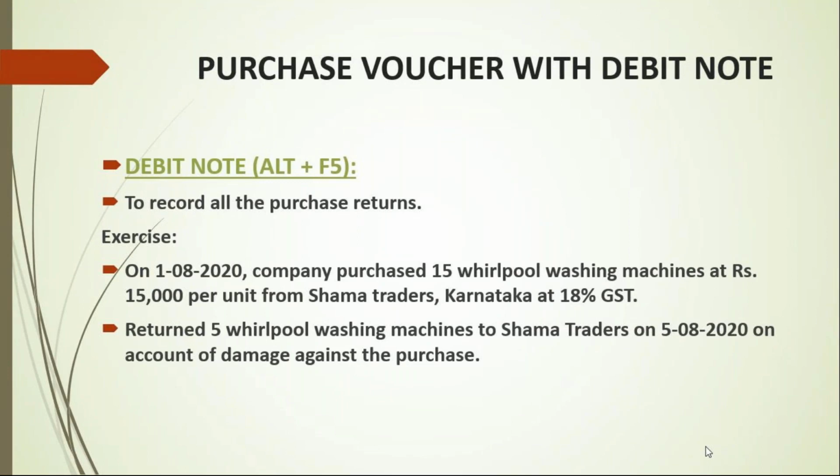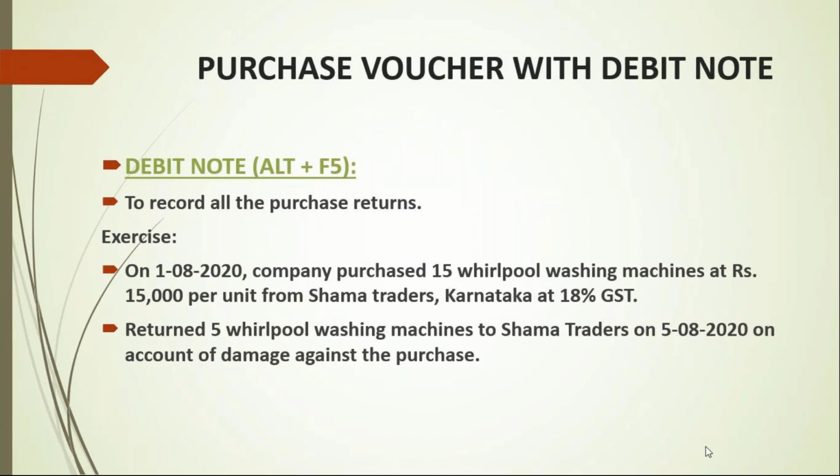my company finds out that out of 15 Whirlpool washing machines, 5 have certain damages. They're not working properly or they have some scratch or whatever. Now, can I sell the same to my customers? No. So I have to return them to my supplier. Out of 15, 5 Whirlpool washing machines are returned to the supplier, Shama Traders, on 5th of August on account of damages against the purchase. So how will we record this?